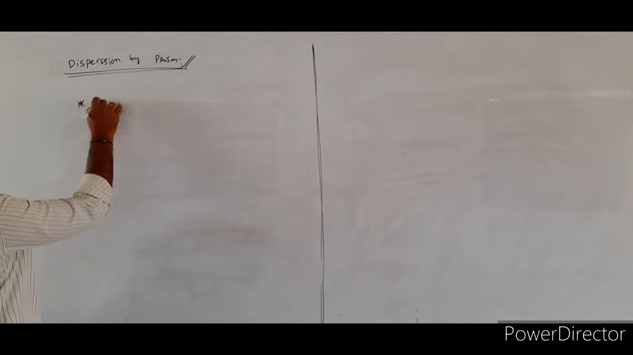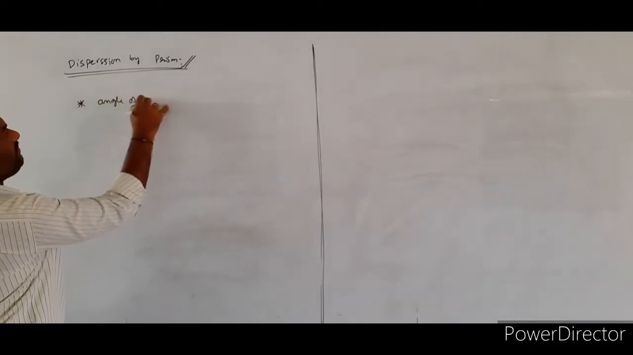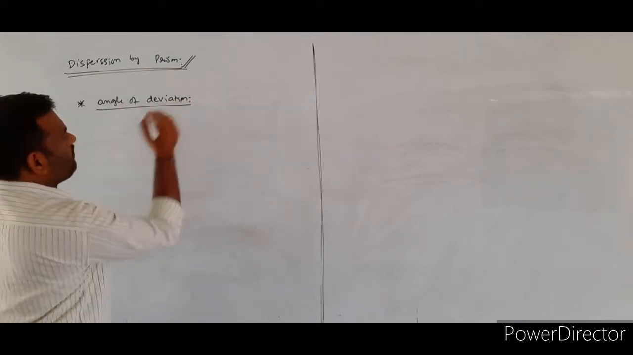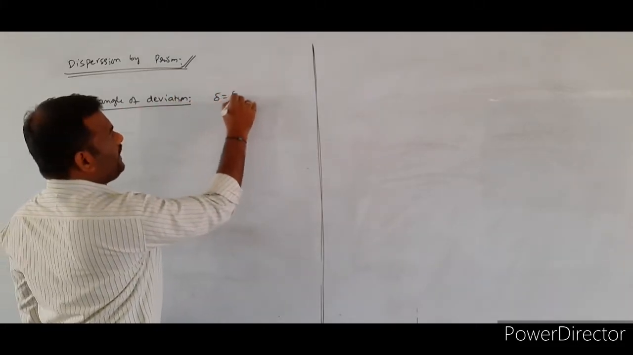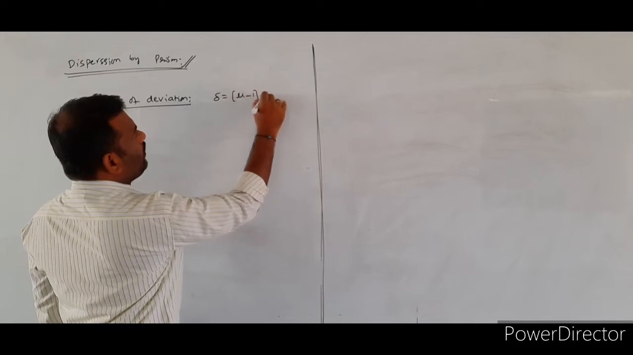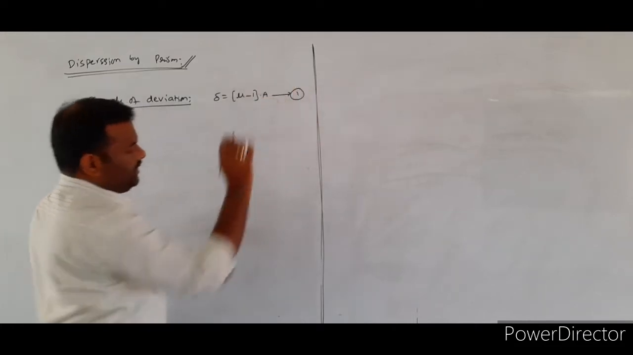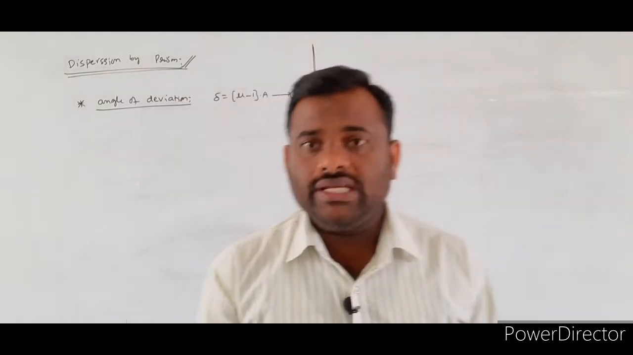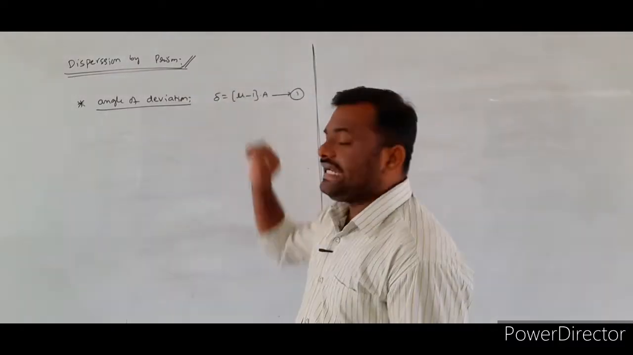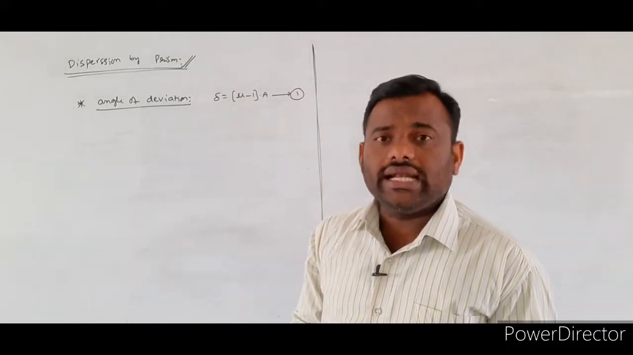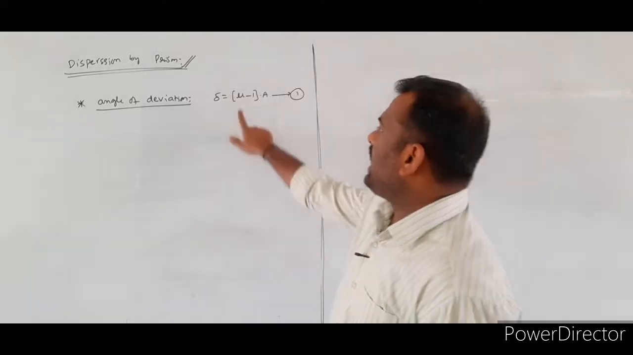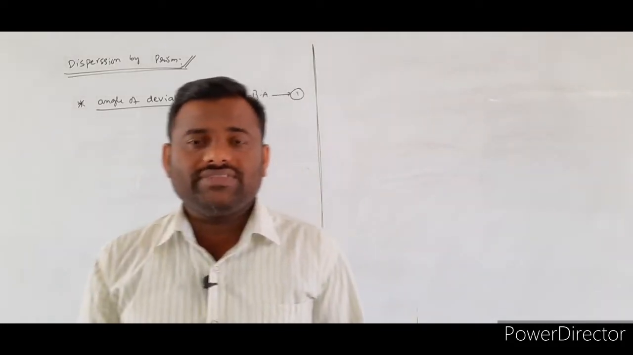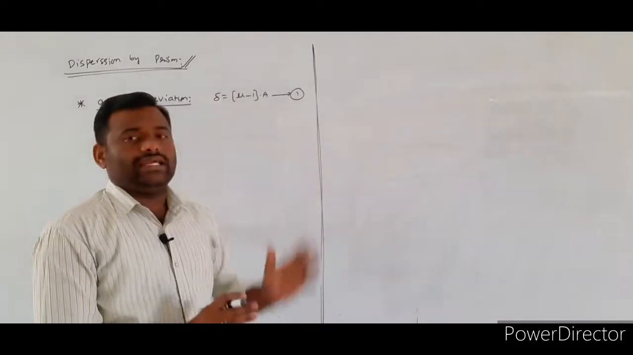For the small angled prism, you derived the formula for the angle of deviation: delta is equal to (mu minus 1) into A. Where delta indicates the angle of deviation, mu indicates the refractive index of the given prism, and A indicates the angle of the prism.